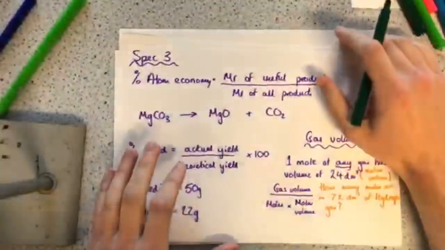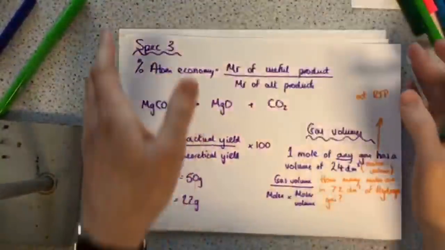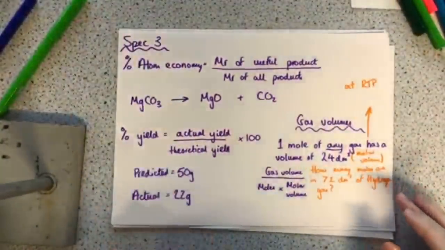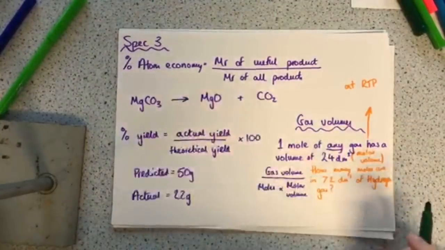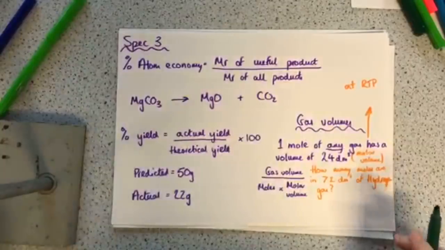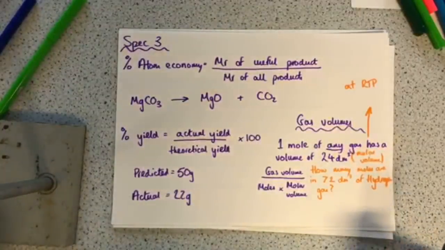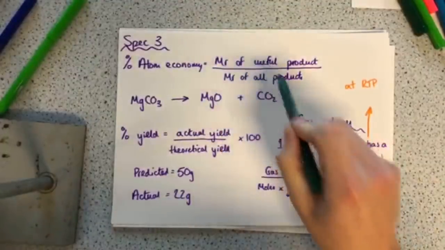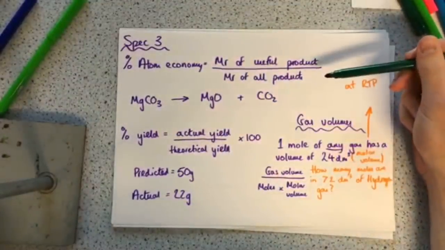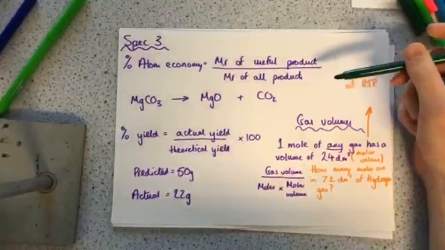So spec 3, there are a couple of, well, 2 or 3 equations, I suppose, that you need to be aware of for spec 3 separates. The first one is percentage atom economy. What you need to be able to do is firstly find the MR of the useful product and divide that by the MR of all products.